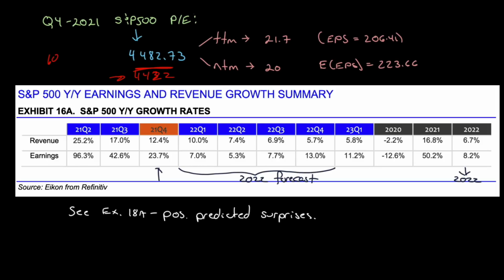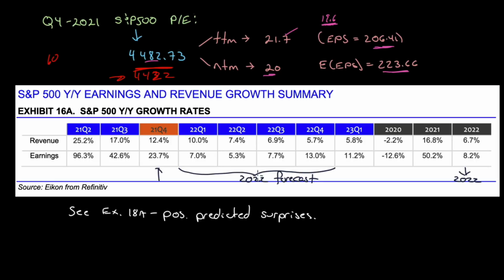If we look at earnings trailing 12 months, market is now trading at 21.7 times versus an average of 19.6, by the way. Or sorry, not a long-term average. I think this is the recent 10 or 20-year average. This is based on EPS of 206.41 in the last year. The expected EPS over 2022 is 223.66. So given this price, next 12 months has a multiple of 20.